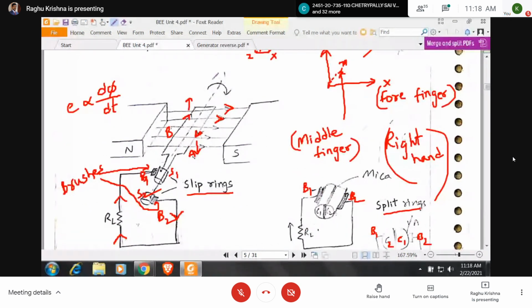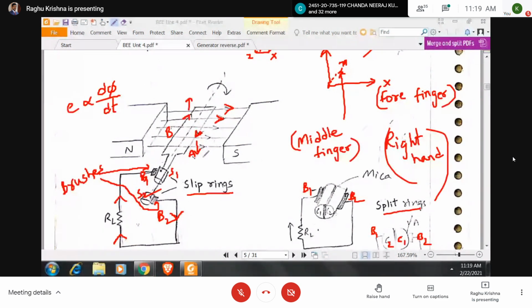Are you able to see the direction in which the coil is rotated? Is it clockwise or anti-clockwise? Hello? Clockwise, sir. Yes, okay. So here the coil is rotated in the clockwise direction.